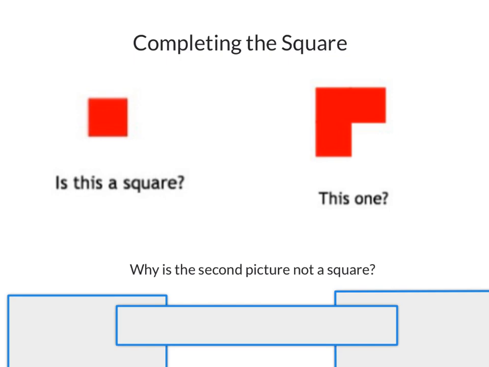Well, the first picture is a square because we have 4 sides of equal length and 4 90-degree angles. The second picture is not a square because we have more than 4 90-degree angles and more than 4 sides, and the sides are not all of equal length.